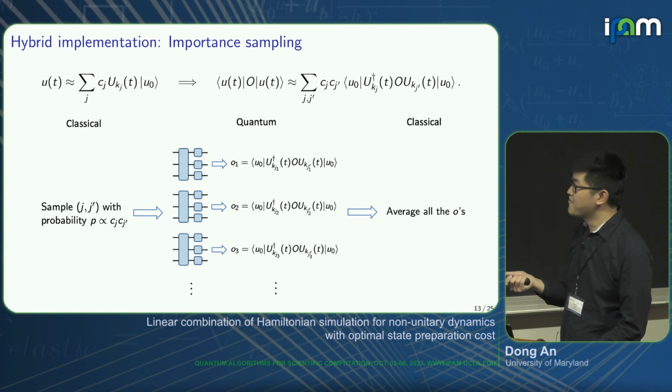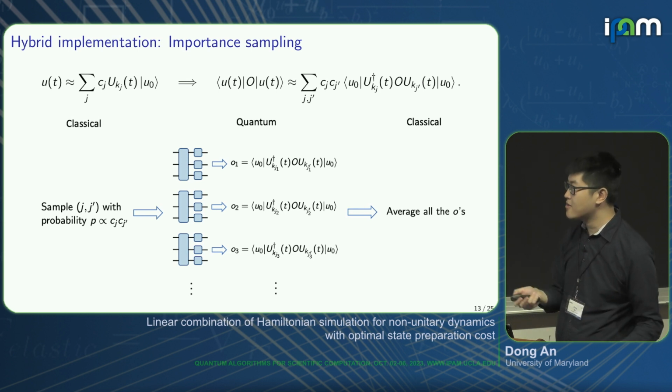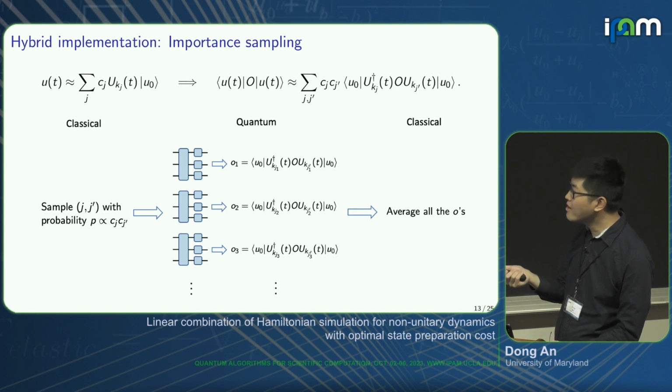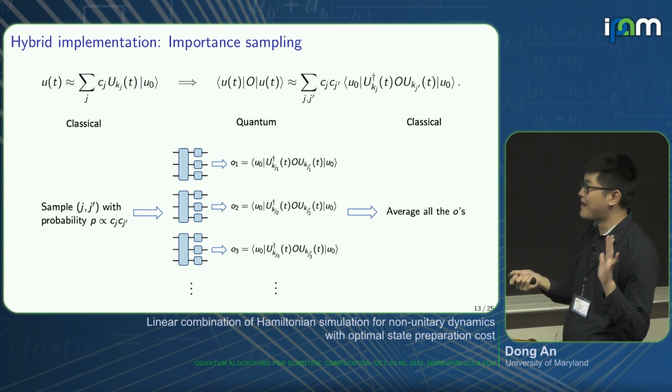After that, for each sample, this sampling strategy is on a classical device, and then I will use my quantum device to compute the corresponding observable corresponding to each sample of my index.